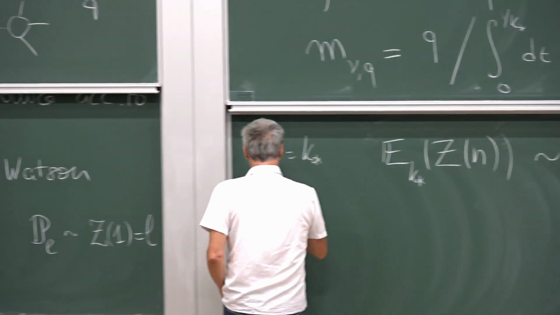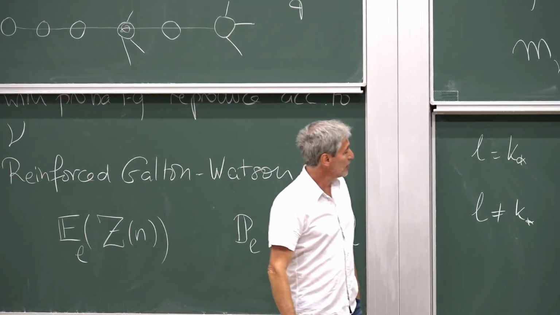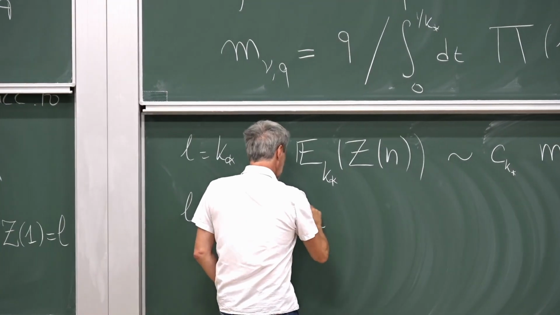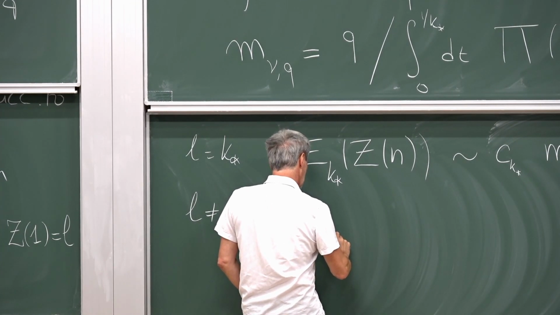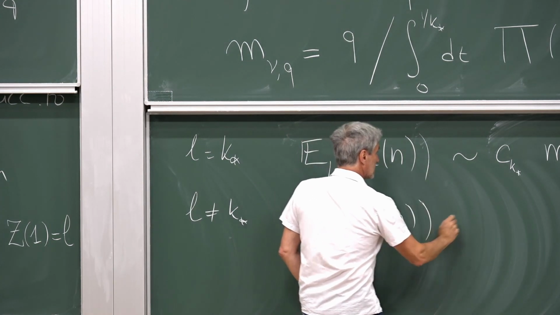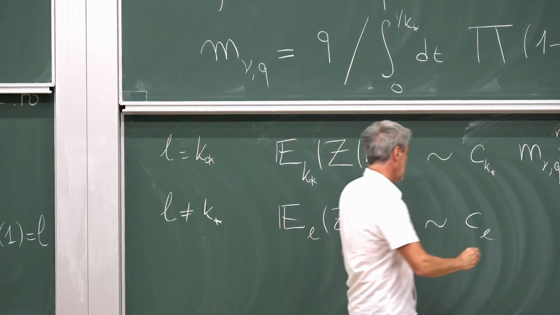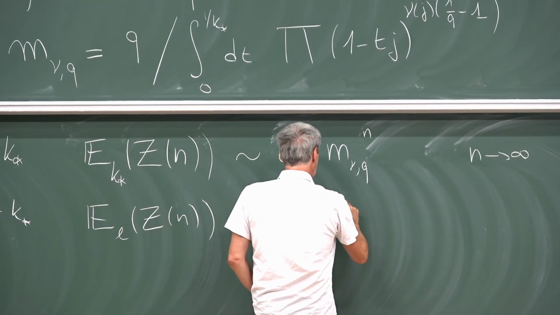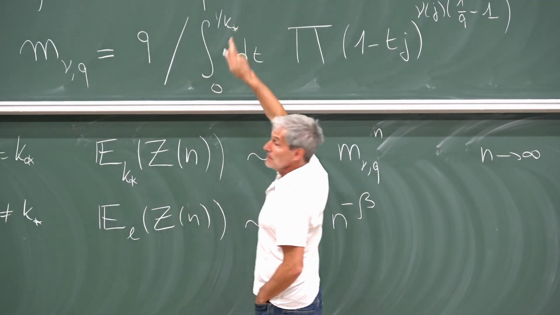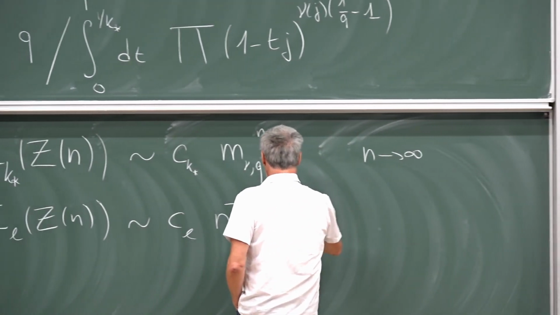And for L which is not the maximal number, there is actually a correction, a polynomial correction. So there is another constant, also explicit but not so important, times n to the power minus beta. Beta is greater than 1. And then the same exponential factor.